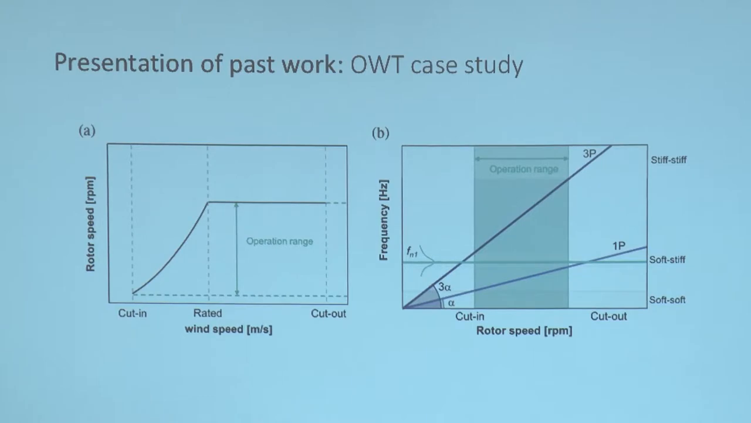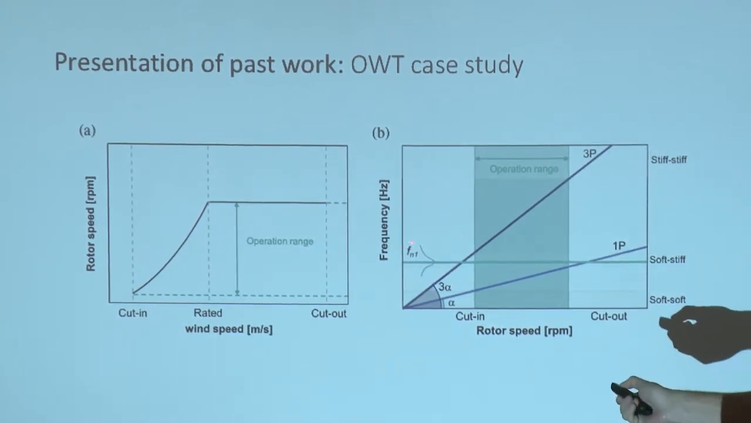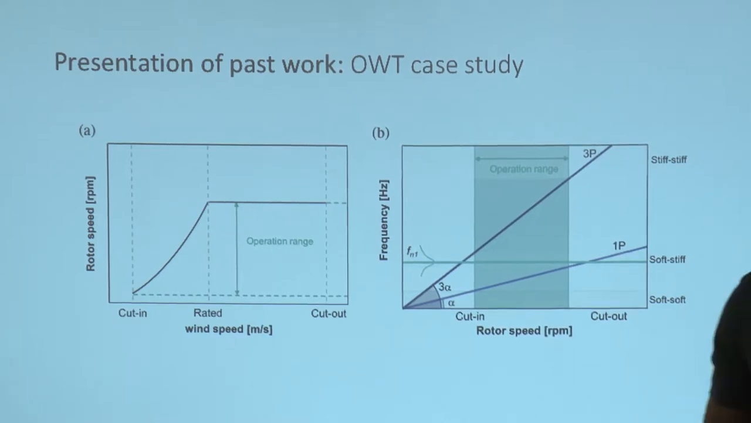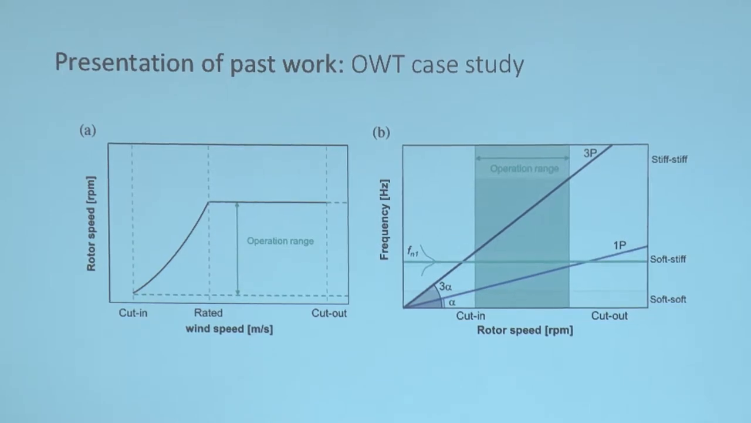I will not go into detail on this. It's the same as what Sebastian presented. We can determine with high uncertainty the first natural frequency, especially at the design phase. And we need to design in this small frequency region in order to avoid the resonance hazard. So how to do that?